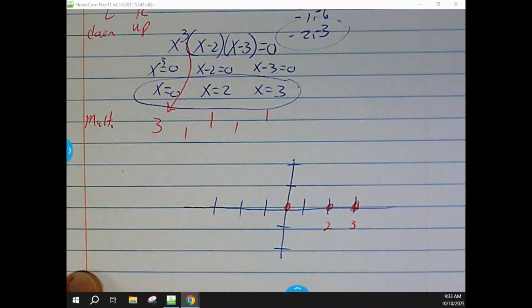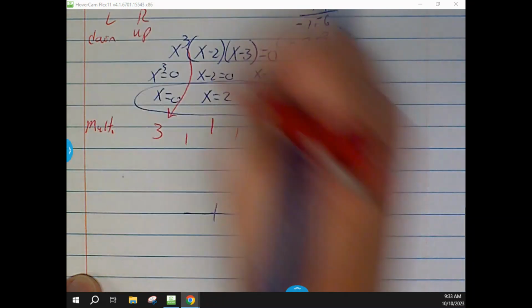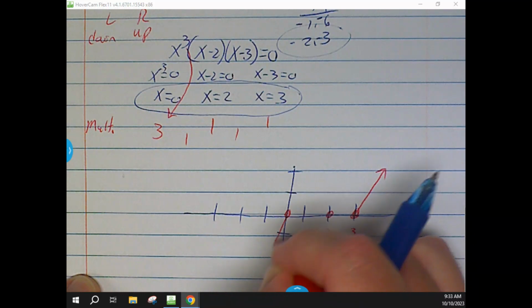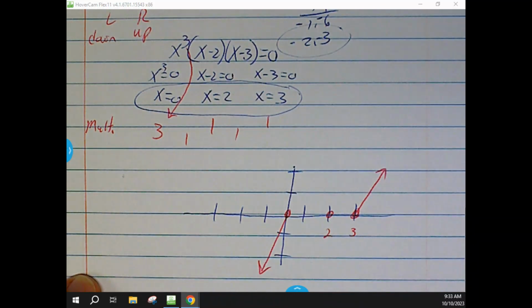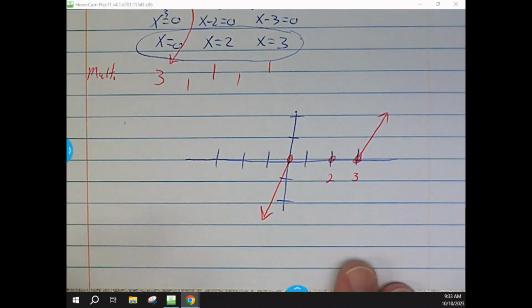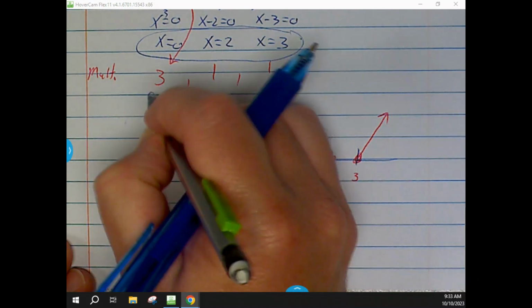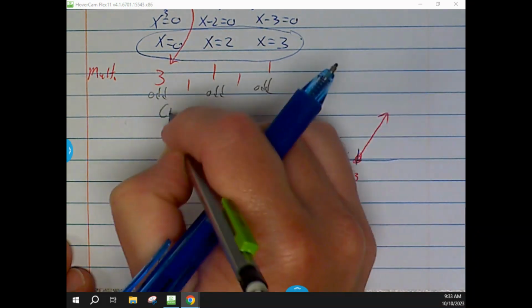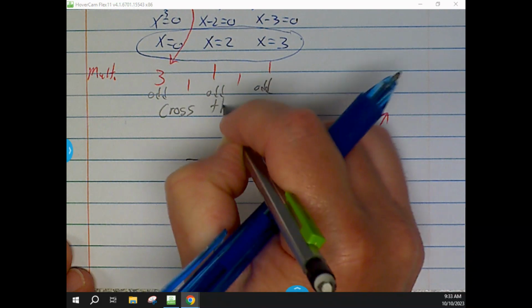And let's go back up a little bit. So this one, again, from the right, we're going to go up. From the left, we're going to go down. Okay, so that's what you need your end behavior for. The multiplicity, all the other factoring stuff, that's everything that's going to happen in between. And these are all odd numbers, which means that every single one of these is going to cross through.